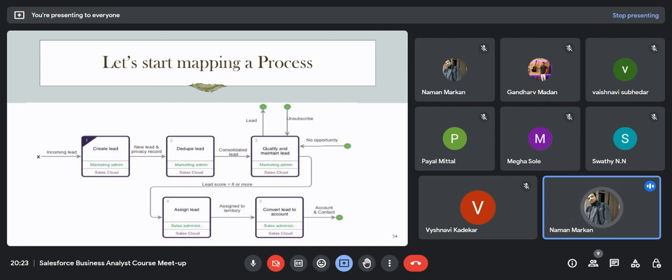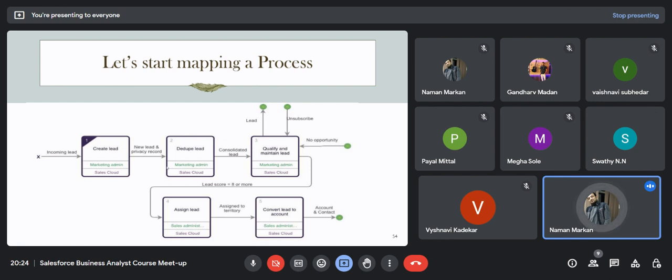So this particular five-step process is easily understood by each and everyone who is involved in the process or in the product mapping. Okay, so this is how a process is mapped. Are there any queries?